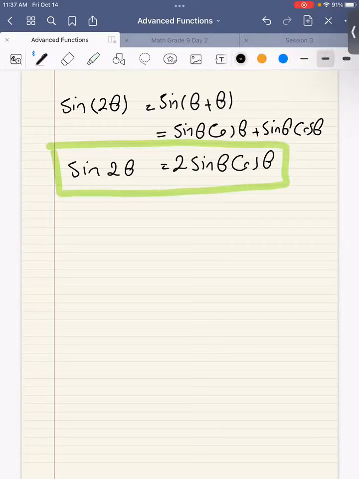So now can you do the same thing for cosine? Everyone, please try.